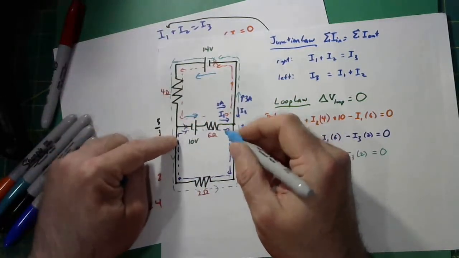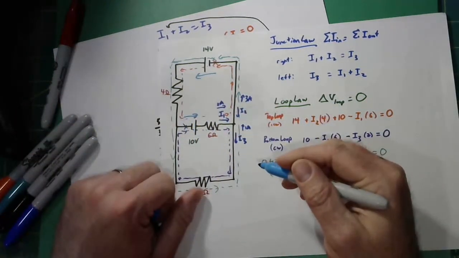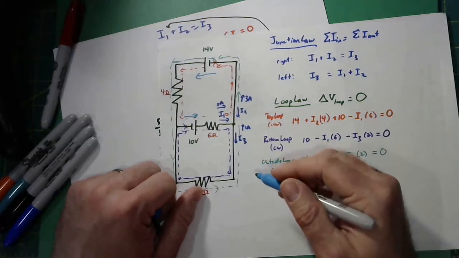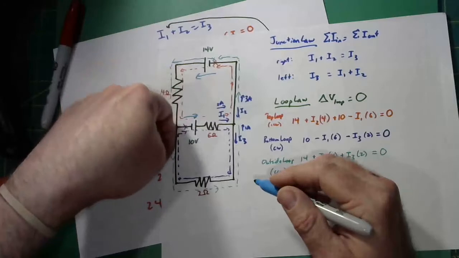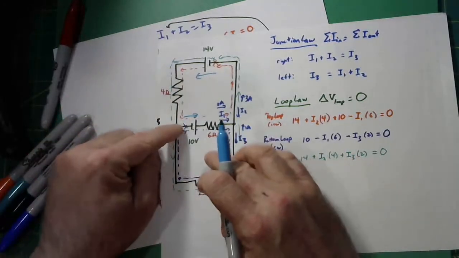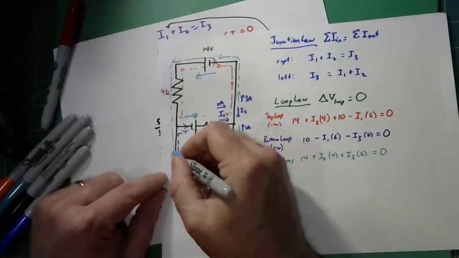What about this bottom bit? Could it get pushed around this way, or could it get pushed around this way? Well, if I think about it like that, this 14 volt kind of wants to shove out away from itself, right? And this 10 volt wants to push the other way. The 14 volt's a bigger one. I think it's going to win. We're going to go around this way.